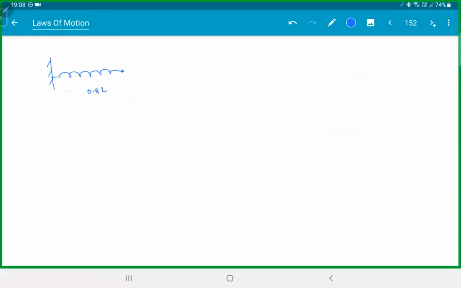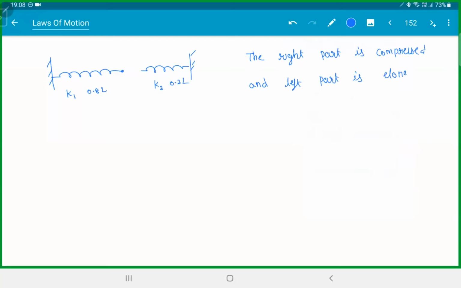This is 0.8L. Let's call this K1. Let's call this thing 0.2L. You can clearly see here the right part is compressed and the left part is elongated. You can't use a regular spring formula. The right part is compressed, the left part is elongated. So treat them like two different springs.